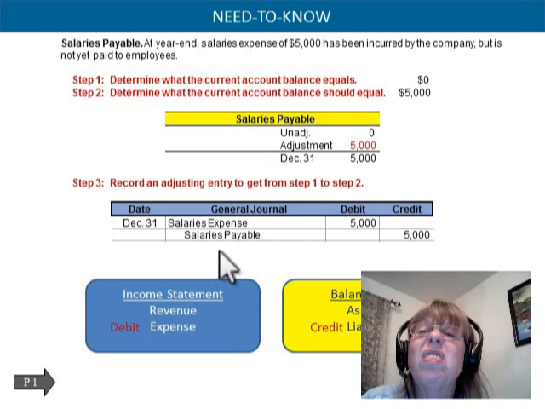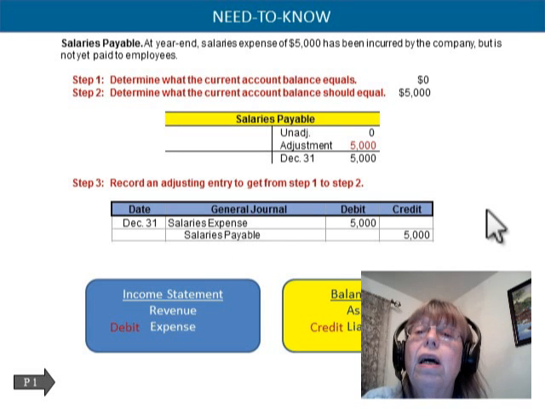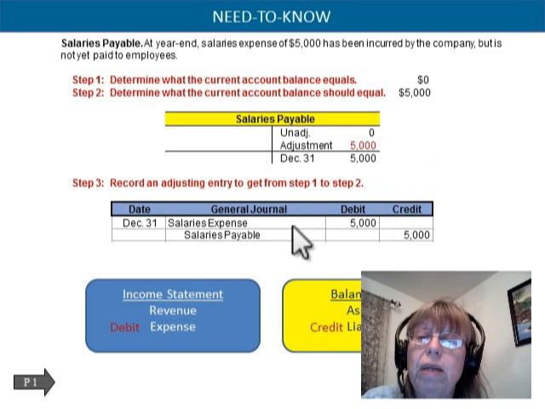So let's look at the first one, salaries payable. Year-end salaries expense of $5,000 has been incurred by the company but has not yet been paid to the employee, so it won't be paid till whenever, but it's accrued as of December 31st. Salaries payable should show a $5,000 balance, but it doesn't. So we're going to record the expense because it's an expense of this period, and then we're going to record the payable with a credit for that one.